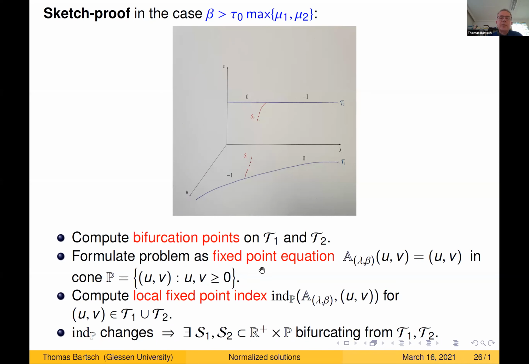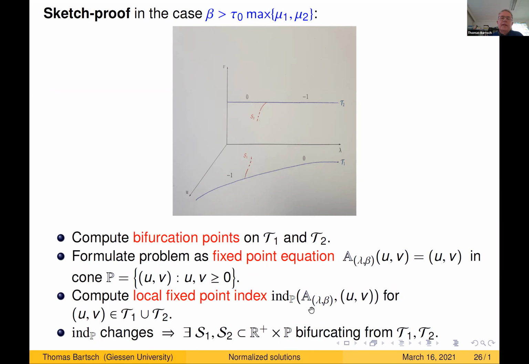Then we formulate the problem as a fixed point equation. So we have a nonlinear operator, which depends on lambda and on beta. Beta is now fixed here. Lambda is our bifurcation parameter. A lambda beta of u, v is equal to v. This is the fixed point equation formulation of our original problem. We just look for solutions in the cone of positive functions, u and v both greater or equal to 0. Then we compute the local fixed point index. There is a fixed point index with respect to this positive cone of this operator.